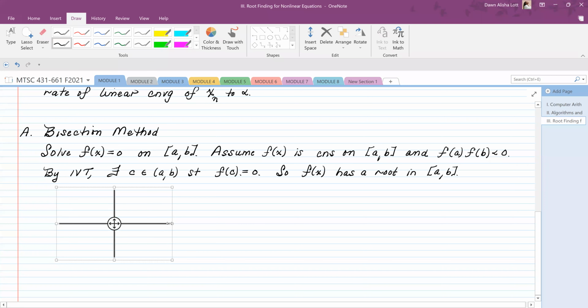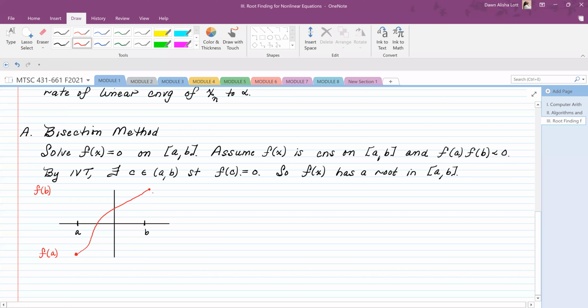Okay. So here's A, here's B. I'm going to make f of A down here and f of B up here. So without loss of generality, it looks like this. So I have a root.